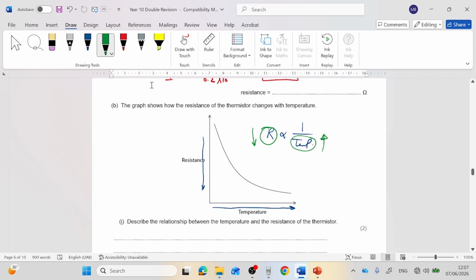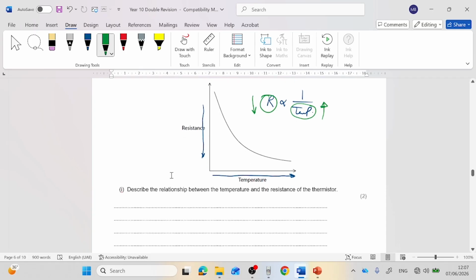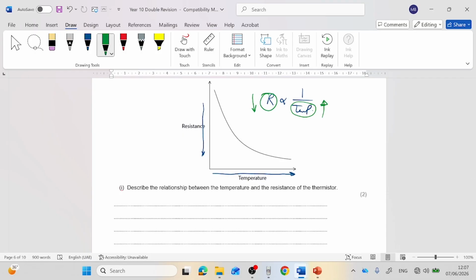So they are called inversely proportional. Describe the relation between the temperature and the resistance of the thermistor. We already explained this. So the short answer is R is inversely proportional with temperature. So if you want to write it, we can say as the temperature increases, the resistance of the thermistor decreases. And you can write, because they are inversely proportional.